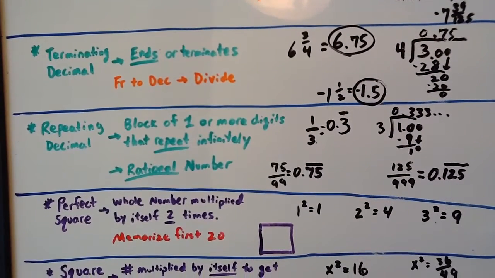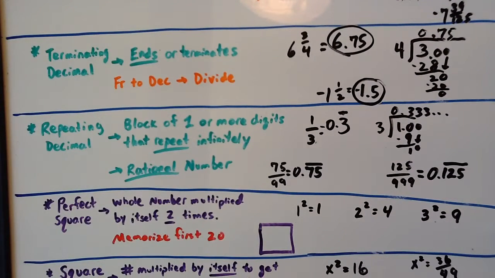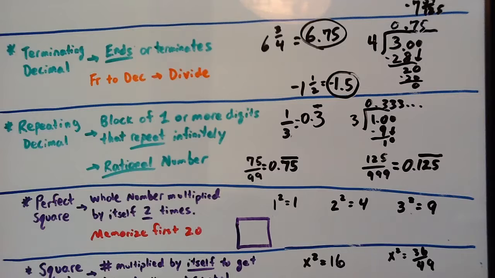Next key term is a perfect square. A perfect square is a whole number multiplied by itself 2 times. So if we had 1 squared, well, 1 squared means 1 times 1, which is 1. 2 squared means 2 times 2, which is 4. 3 squared is 3 times 3, which is 9.